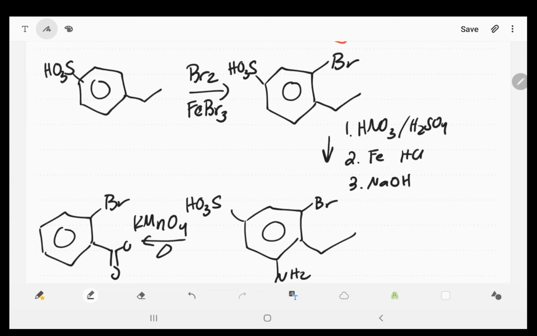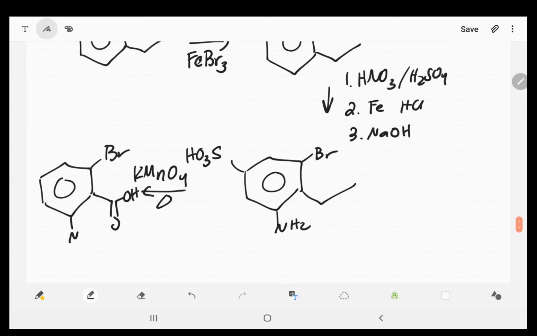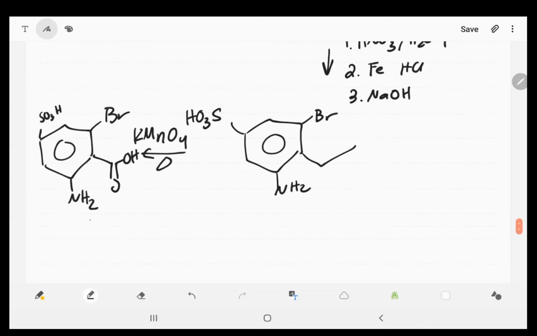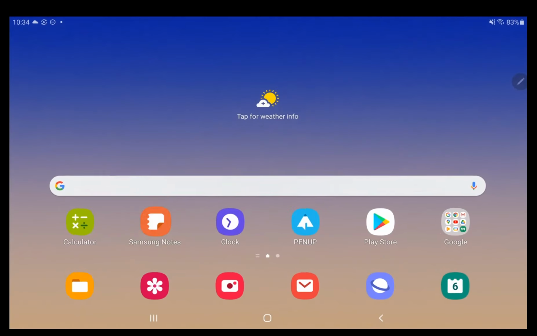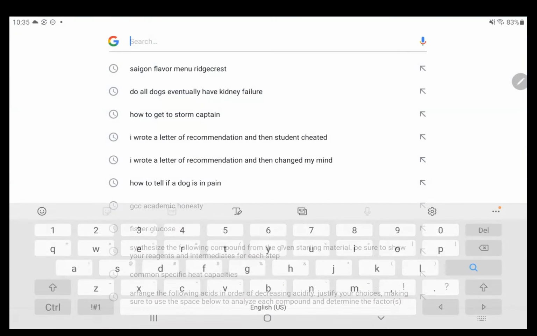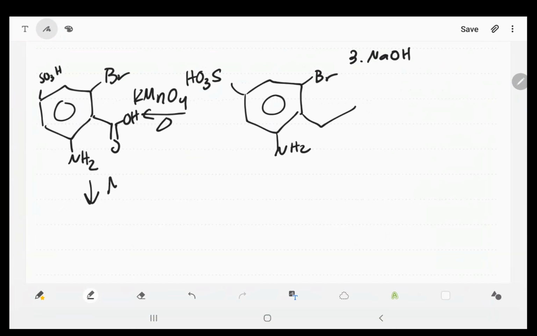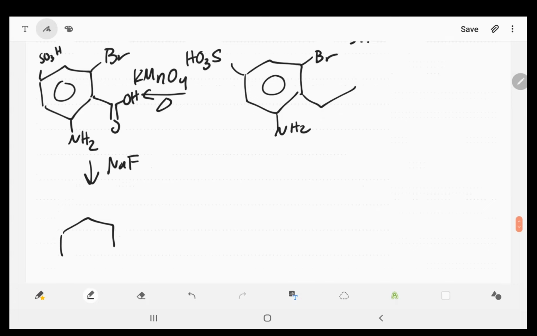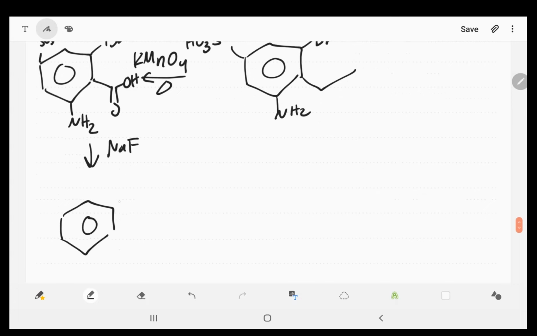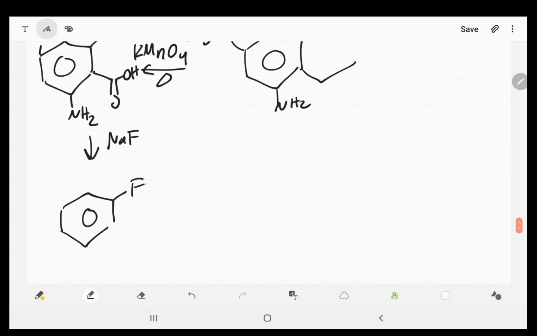Remember that the carboxylic acid, NH2. The carboxylic acid is something that we can use for NAS, right? I don't have my sulfur on there, SO3H. If we go ahead and do this, we can put our sodium fluoride in. I know we're out of time. NaF. Maybe. Here we go. We've got our fluorine now.